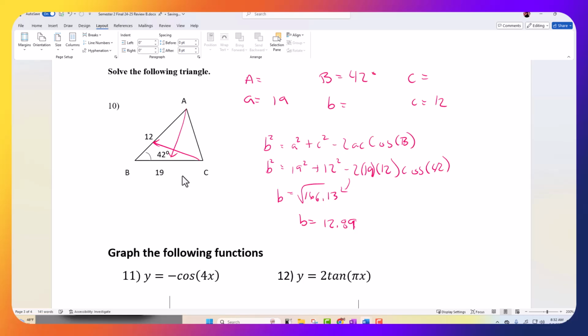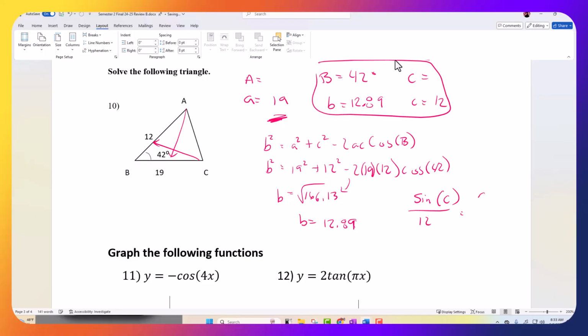Now that I know that that's 12.89, I can do this law of sines to finish finding A or C. Remember, the law of sines does not give me obtuse angles, so I want to avoid the big angle, and since little a is the biggest, I want to avoid finding big A. That'll be the thing I subtract from 180. So if I do the BC information over here, okay, we're going to set this law of sines up with the sine of capital C over 12 equals the sine of capital B, 42, over 12.89.